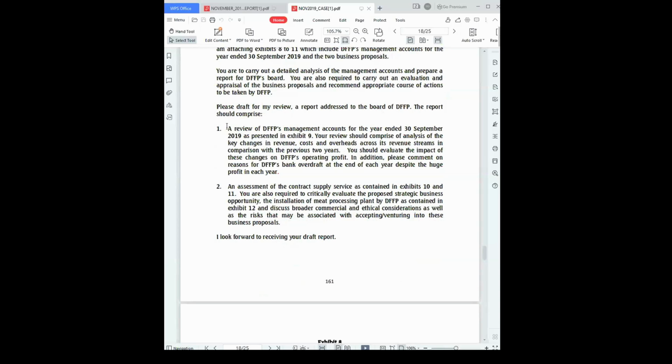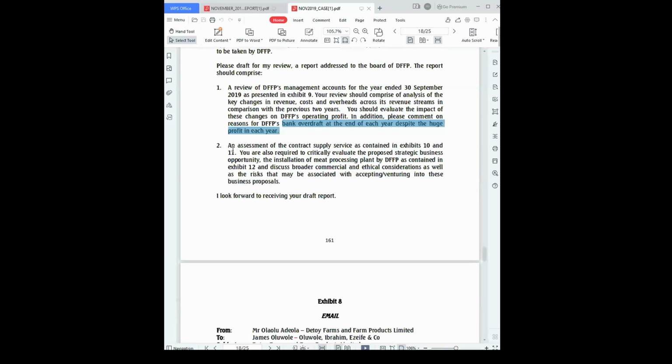The report should comprise a review of DFFP management accounts for the year ended 2019 as presented in this exhibit. Your review should comprise analysis of the key changes in revenue, key changes in cost, and key changes in overhead across its revenue streams in comparison with the previous 2 years. You should evaluate the impact of these changes on DFFP's operating profit. In addition, please comment on the reasons for DFFP's bank overdraft at the end of each year despite huge profit.